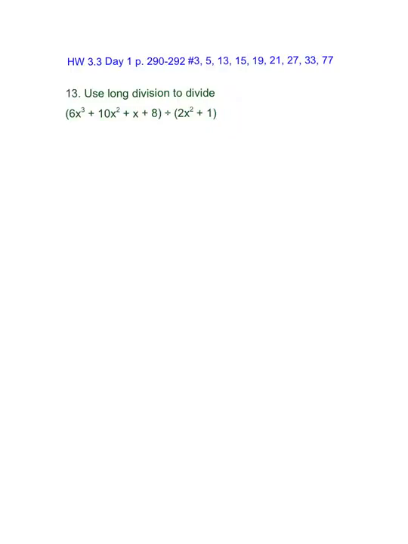This is the solution to problem 13 from homework 3.3. We're asked to use long division to divide 6x cubed plus 10x squared plus x plus 8 by 2x squared plus 1. We have to use long division here because we're not dividing by a factor of x plus or x minus a constant. So synthetic division won't work.